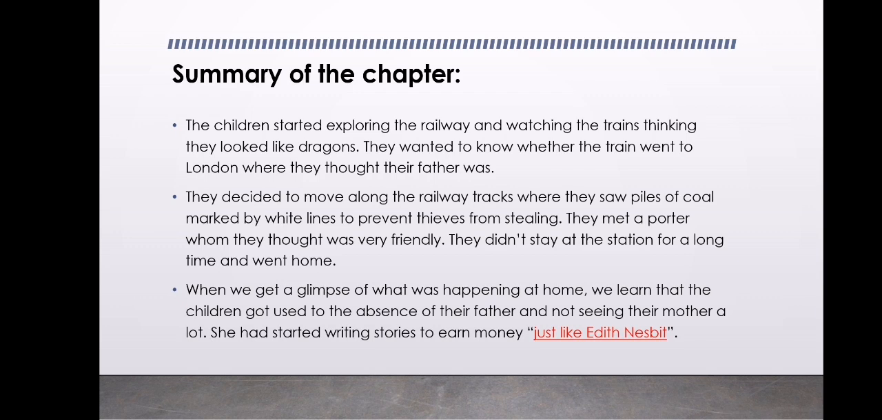The children started exploring the railway and watching the trains, thinking they looked like dragons. They wanted to know whether the train went to London, where they thought their father was. They decided to move along the railway tracks, where they saw piles of coal marked by white lines to prevent thieves from stealing. They met a porter whom they thought was friendly. They didn't stay at the station for a long time and went home.